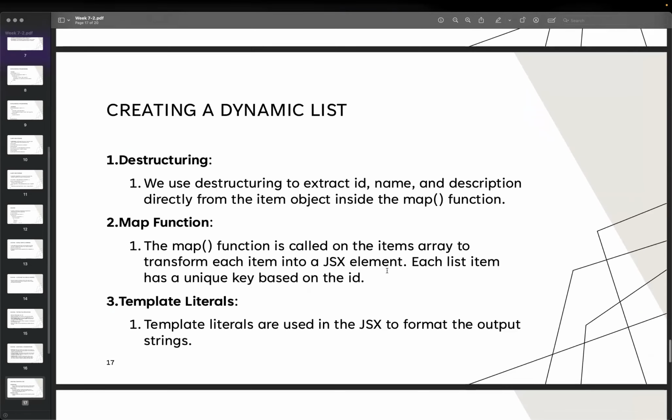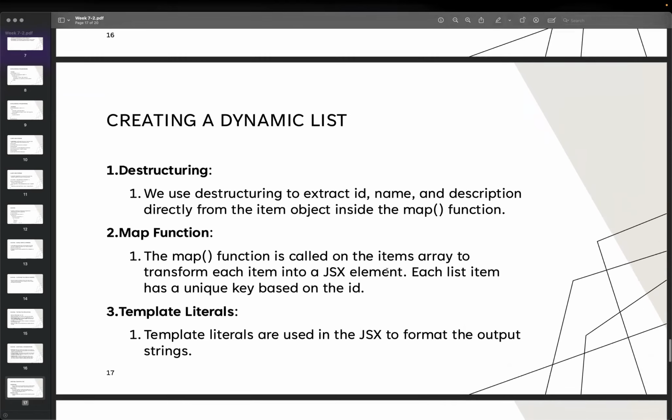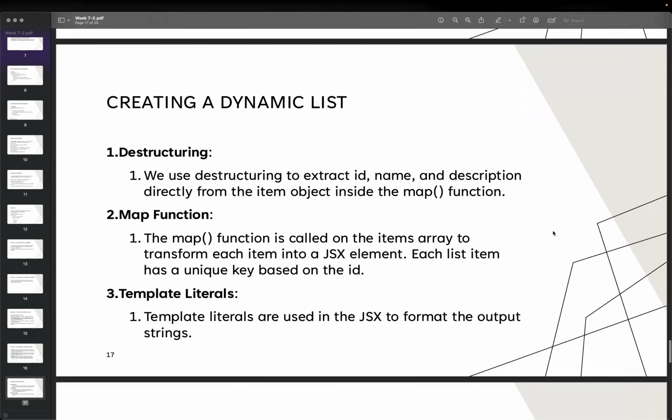And one more, the last part, is what we call the dynamic list. It includes destructuring, where we need to access the id, name, and description directly from the item object in the map function. In the map function, we can call it on the item array and transform them into JSX elements. Each item in the list should have its own unique key, based on its id.